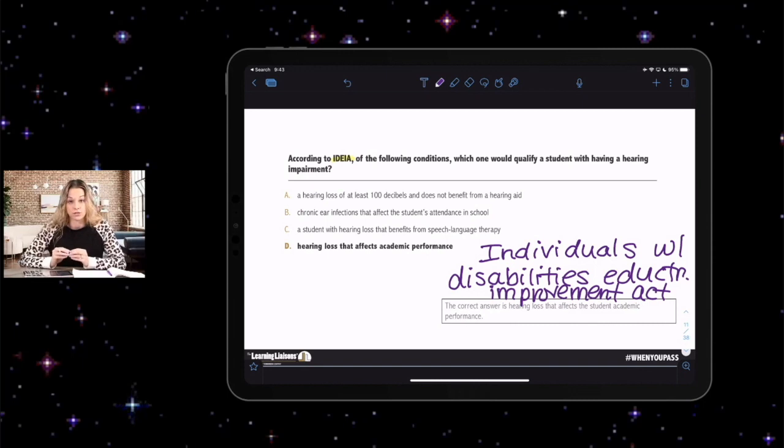So according to the IDEIA, of the following conditions, which one would qualify a student with having a hearing impairment? And when we're talking about students in an education setting, looking for improvement that they're making, we're going to be talking about their academic performance.